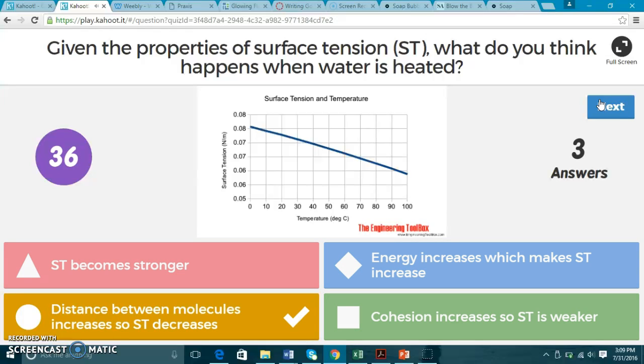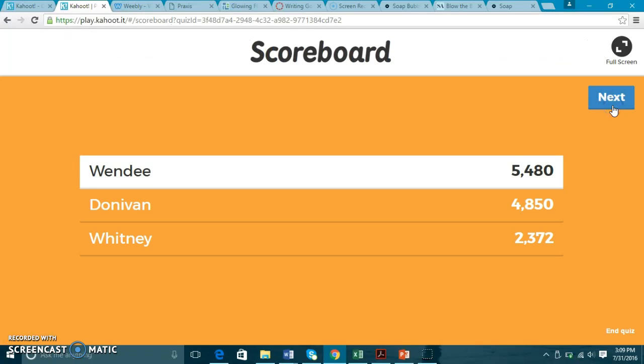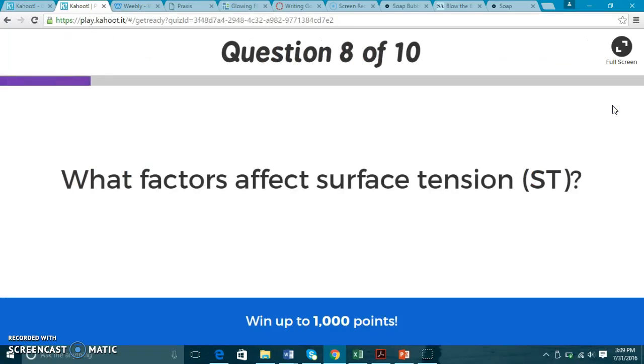Okay, so let's wait for everyone to answer. And you can see two people got it correct. One person got it incorrect. So let's move on. What factors affect surface tension?